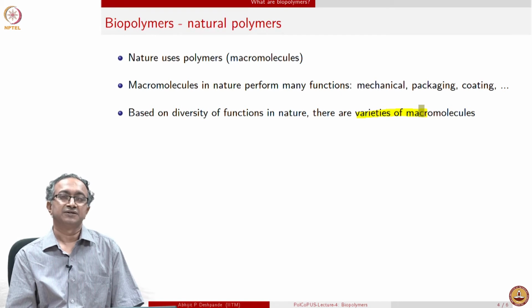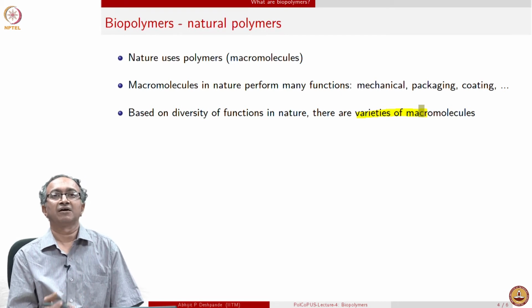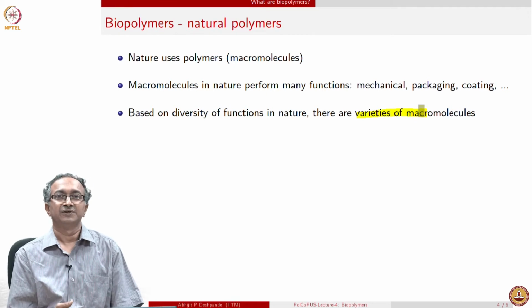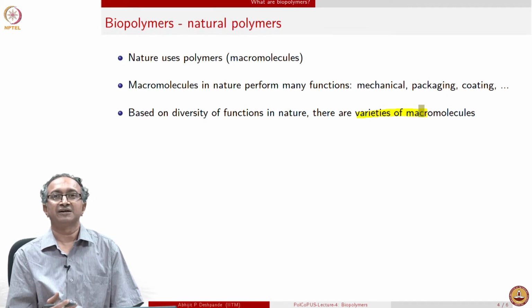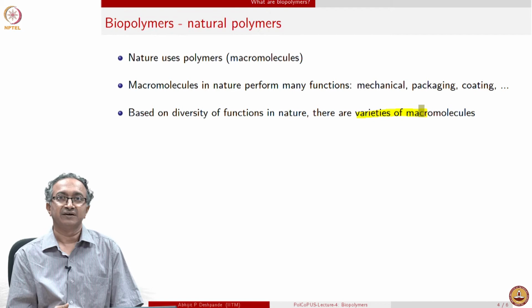In fact, cellulose itself can be made in various different forms depending on the species that requires it. Similarly, starch also. That is why, for example, in the kitchen, when we use corn starch, it has different properties compared to some other starch, because each plant and each species has a specific requirement, and therefore, these biopolymers exist in a variety of forms.